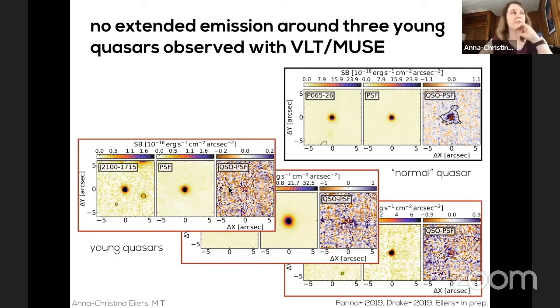And interestingly, none of them shows any extended emission. However, these observations, or part of them, are really shallow, so it could just be that we're below the surface brightness limit. And so in the future, we want to do this from space, where we can get higher resolution data. That means we can resolve the emission closer to the quasar. And most importantly, we have access to infrared emission lines and not just to Lyman alpha.